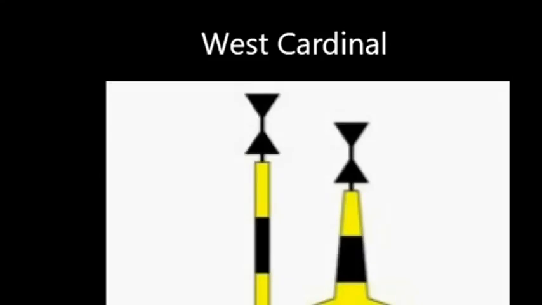The West Cardinal, the 2 arrows point towards the middle, and you can think of this as looking like a waistline figure or a wine glass. The 2 arrows are pointing towards the middle, so the part of the buoy that's black is in the middle. And at night time, think of west on a compass as being in the 9 o'clock position, so it's flashing 9 times.